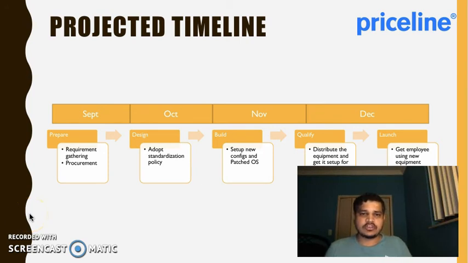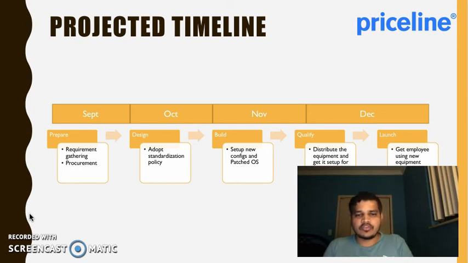The projected timeline for this project would be, we expect to start in September, try to get requirements, try to procure all the equipment at a cheaper rate, trying to get a good deal out of it. Then we would try to get a standardization policy for our equipment, getting the access control and the configurations managed. Those are big jargons, but just make sure what kind of software, who can use it. So that's basically what needs to be done.